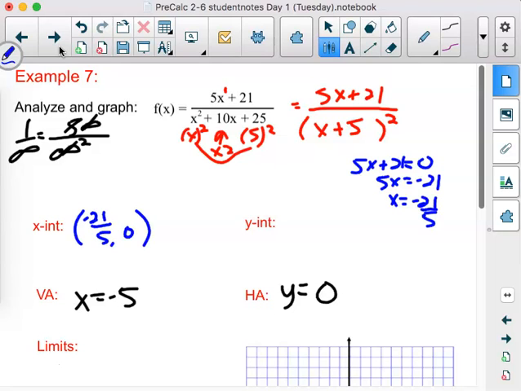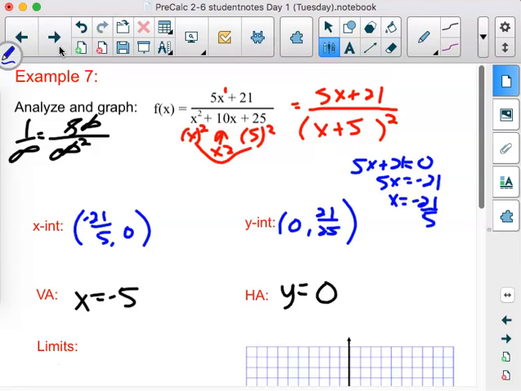The y-intercepts, those are easier because that's where you make x equal to 0. So you kind of go back and look and say, this will be 0, this will be 0, this will be 0 because we're multiplying by 0. So it'll give me 21/25. So the y-intercept is usually the faster of those two.